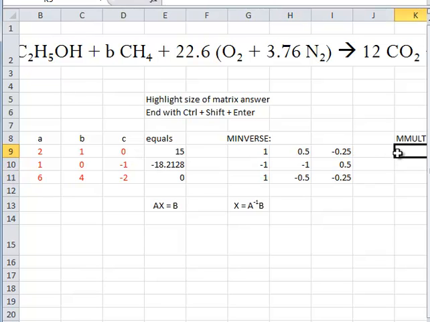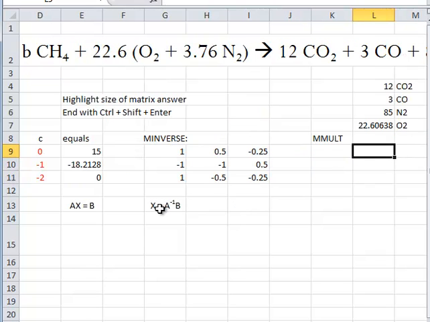Now the answer is going to be the product of the inverse times the equal to side, right, the B. So A inverse times B. So again, I'm going to highlight the size of the answer. I want it to be a column just like this was a column. So I'll highlight that size.